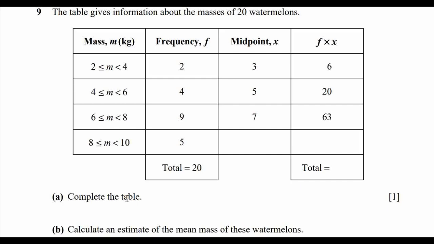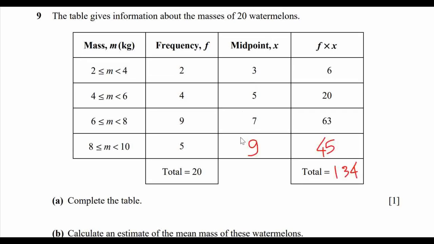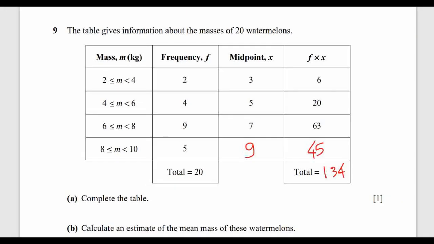Let's check out the answer, guys. The midpoint for this one is 9, since 9 is between 8 and 10, and f times x is 5 times 9, which is 45. For the total, you just do it with a calculator. 6 plus 20 plus 63 plus 45 is 134. Let's move on to 9b. Question 9b says calculate an estimate of the mean mass of these watermelons.